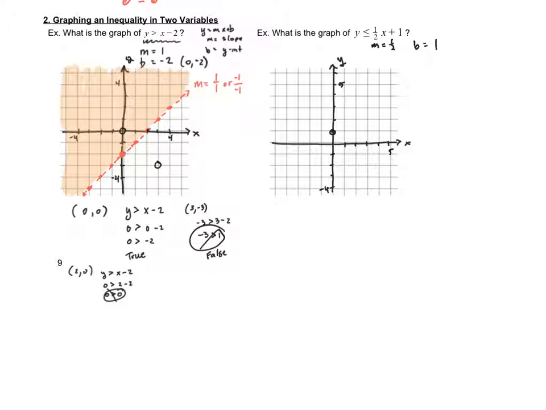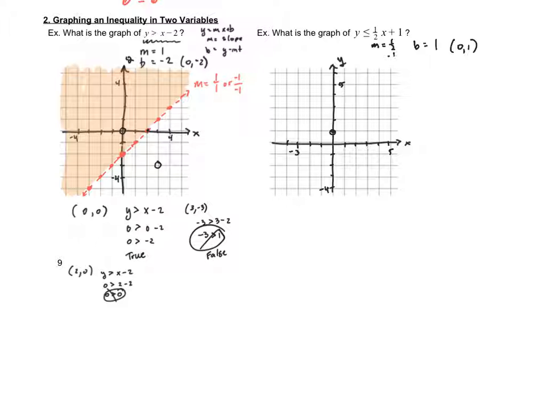And of course my scale is very important. So I started graphing at y is equal to 1, right? 0, 1. And then my slope is going to be 1/2. So I'm going to go up 1 and right 2. That's positive 1, positive 2.